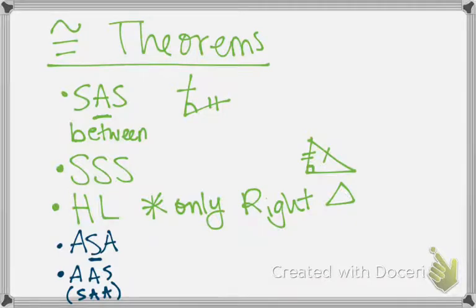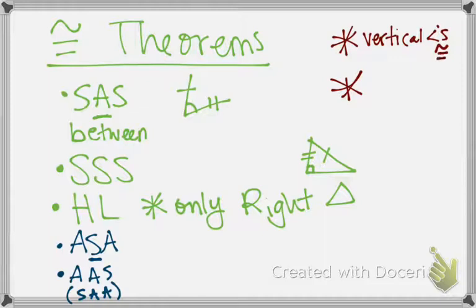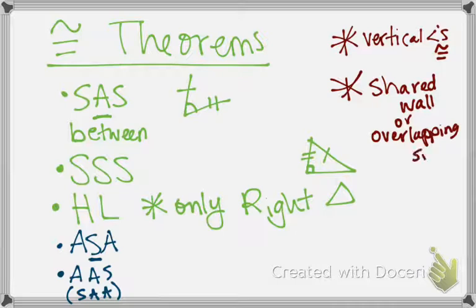When we're looking at diagrams, what were the 2 things that we could draw into the diagram? One of them was vertical angles and the shared wall. So vertical angles are congruent. A shared wall, or you could say, what word did I use? Overlapping side, I think, is congruent. So that meant if you have a triangle and another triangle, the side they share is congruent to itself. So that's it. These are the 5 theorems you'll use.